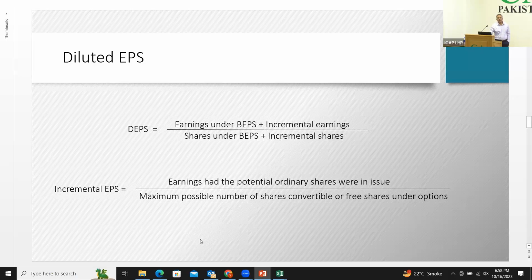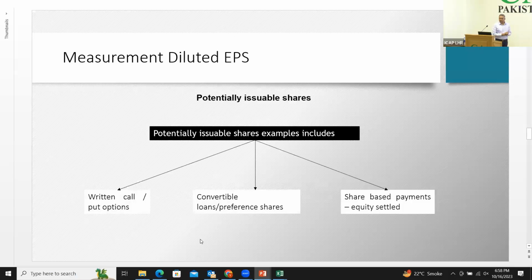So incremental EPS means effect on earnings divided by effect on number of shares. So potentially issuable shares, what can be different types of potentially issuable shares? It can be written call options, convertible loans, and then share-based payments. Normally these are ignored, but share-based payments are also part of dilutive earning per share because these are also contracts which the entity has entered into, but the shares are yet to be issued. So share-based payments are also potentially issuable shares. And there is a trick as well in the calculation of dilutive earning per share for share-based payments.